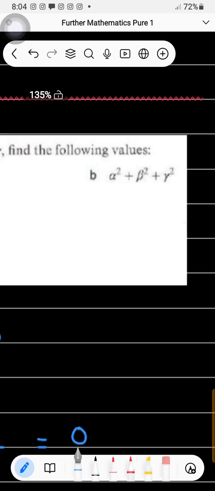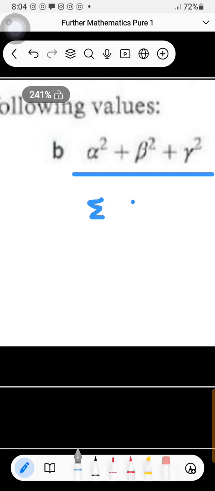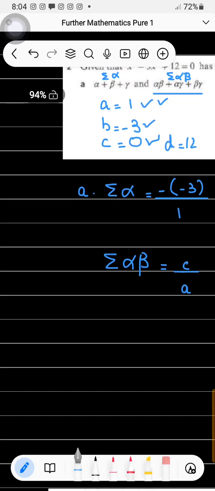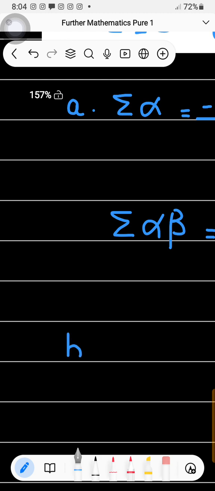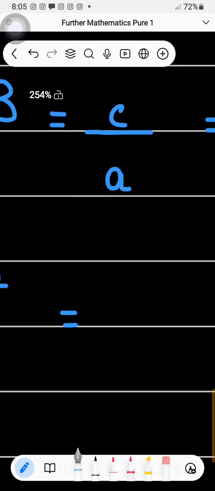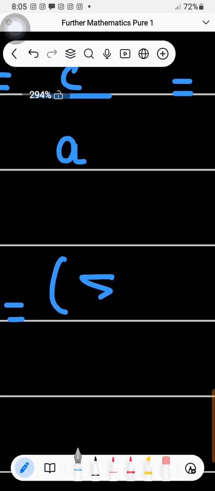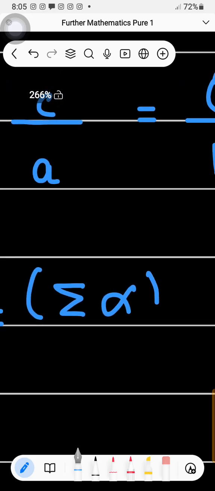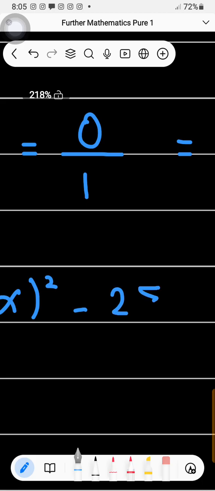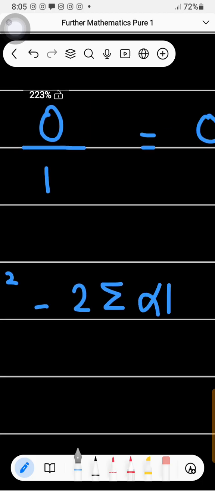Then in part B, it is asking for alpha square plus beta square plus gamma square, which we can write as sum of alpha square. The formula for sum of alpha square equals bracket open sum of alpha whole square minus 2 sum of alpha beta.